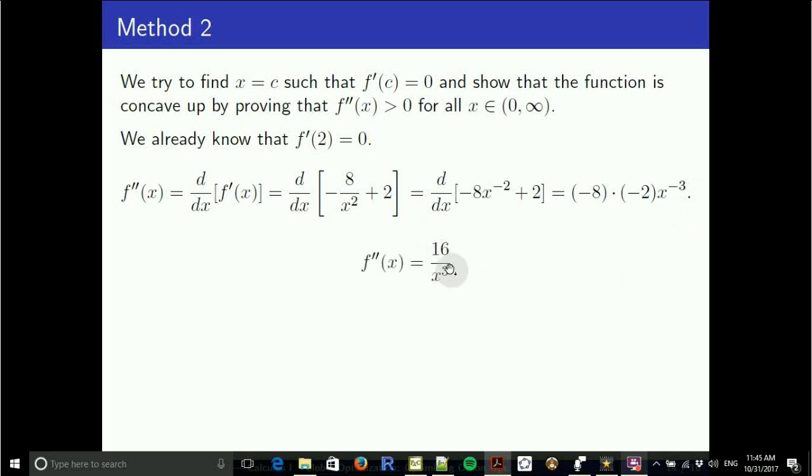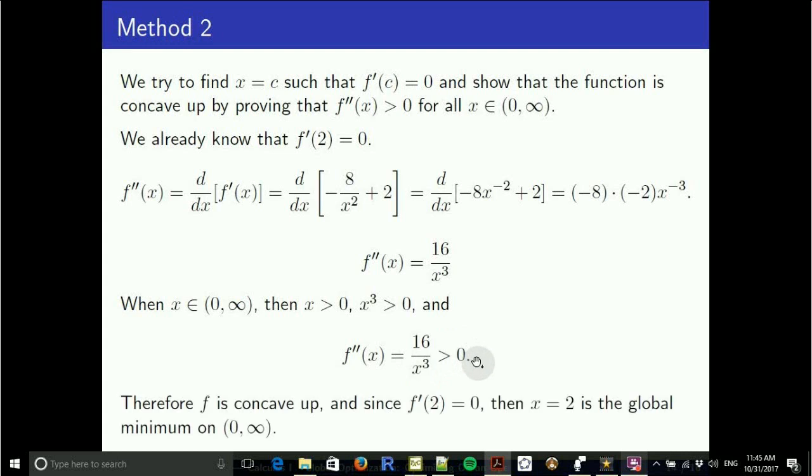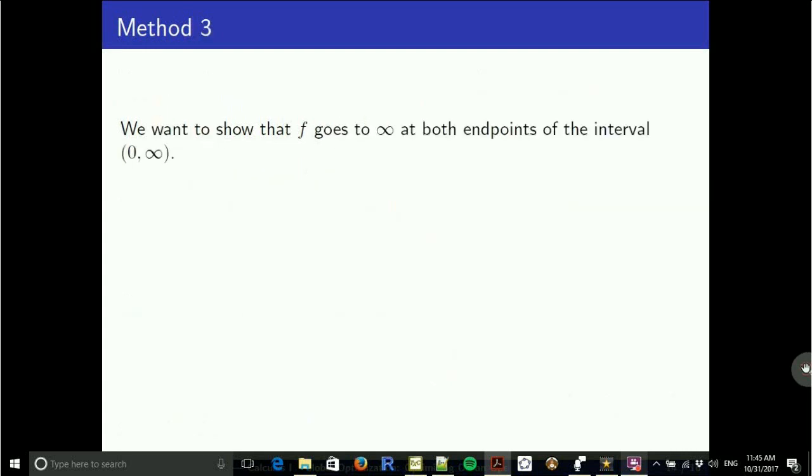If we write our second derivative using a positive power of x, we get 16 over x cubed. When x is in the interval 0 infinity, then x is positive and so is x cubed. Therefore, the second derivative 16, which is positive, over x cubed, which is positive, is also positive, and this means that f is concave up. Once again, we conclude that there's a minimum at x equals 2.